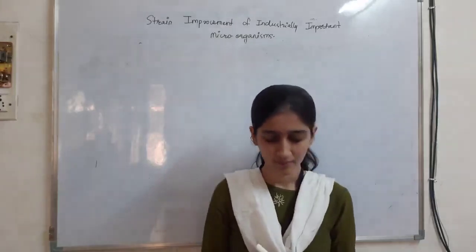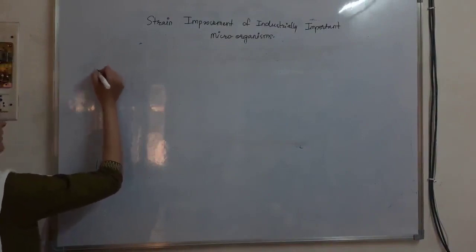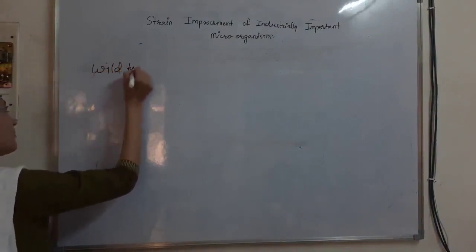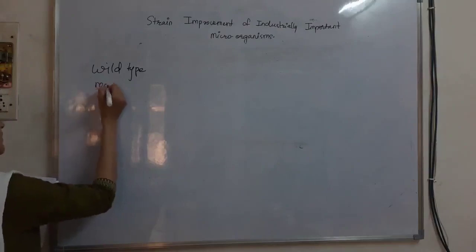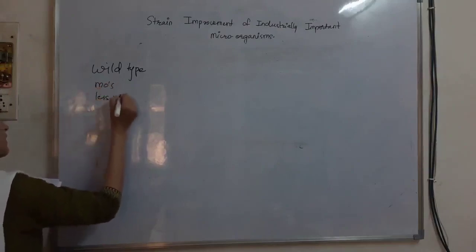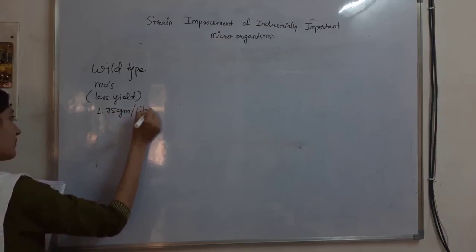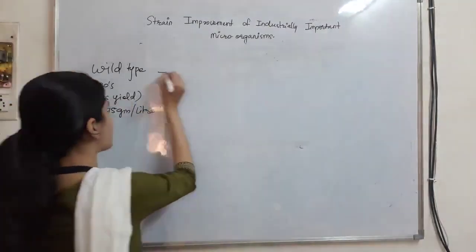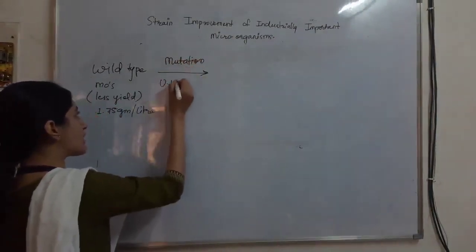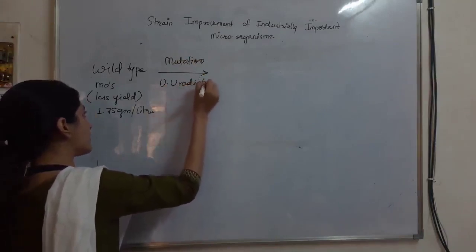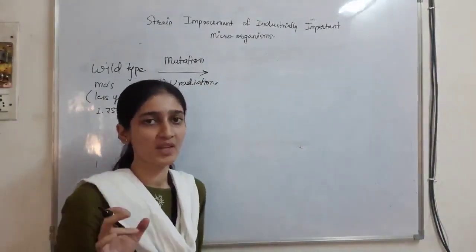So we can say that if I have a microorganism that I have isolated from the wild and it gives a certain yield, which is somewhat 1.75 grams per liter. Now, if I expose the same bacteria to a mutagenic agent like UV radiations, these UV radiations might change the genetic makeup of that bacteria.